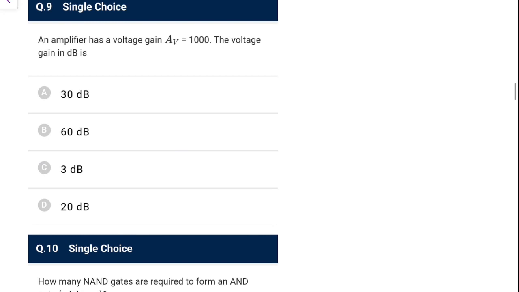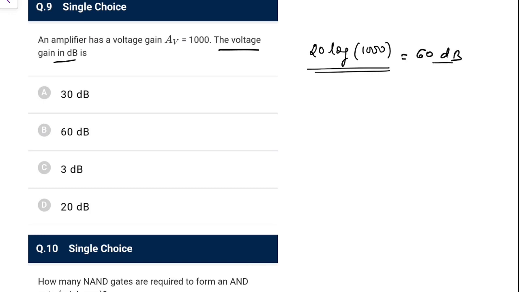An amplifier has a voltage gain AV equal to 1000, the voltage gain in dB. Usually this is not a part of your syllabus. I don't know why they have asked. Just for your knowledge, the voltage gain when written in dB, usually we write it as 20 log of the voltage gain, output upon input, that is 1000. So it would be 20 log 1000, and log 1000 you know is 3, so that would be 60 dB. That would be the answer here.